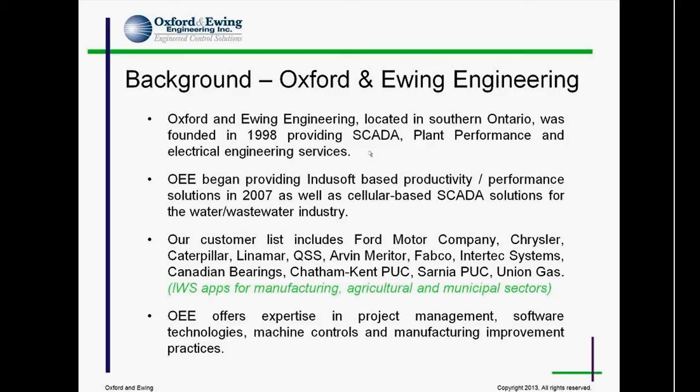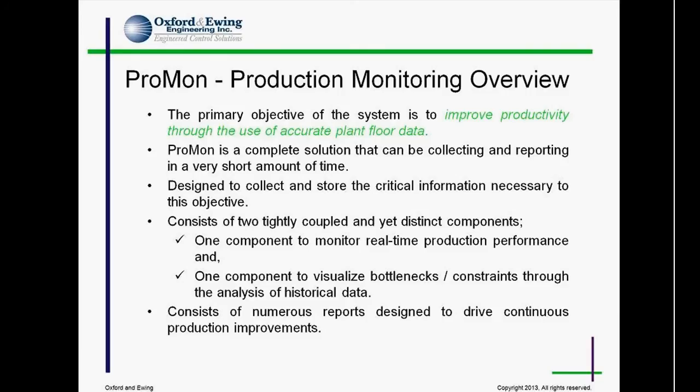The product that I want to talk about today, if I can get it to move on, here we go, is ProMon. It's a production monitoring system that we built. The primary objective is to improve productivity through the use of accurate plant floor data. ProMon is a complete solution that can be set up and collecting and reporting in a fairly short period of time. It's scalable, and it is designed to collect all the critical information you need for productivity improvement.